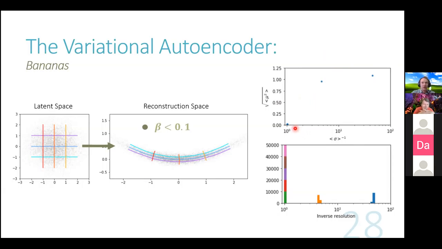So the variational autoencoder has realized that only two pieces of information are needed to encode the structure of the banana. The regular autoencoder would have used all 10 dimensions because it's dumb. There's no reason not to. Whereas for the variational autoencoder, there's a cost for every extra piece of information it's using.